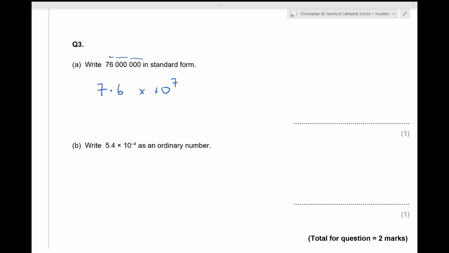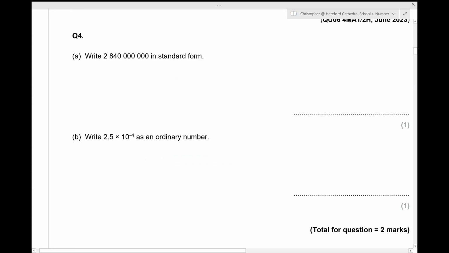Part B, I've got the decimal point here between the 5 and the 4. It needs to go backwards 4 places. The first hop is going to be over the 5, which is going to leave 3 more zeros after the point before I get to the 5. So there's my answer, question 3.